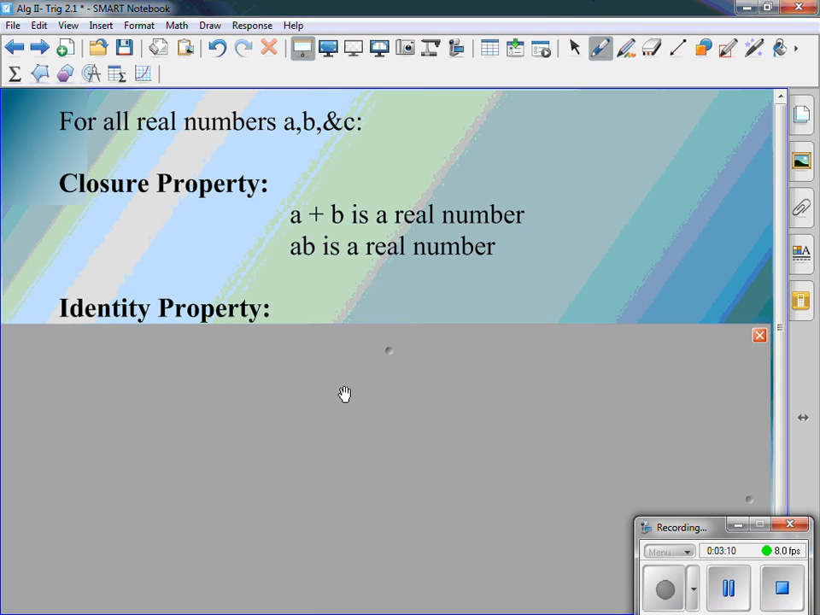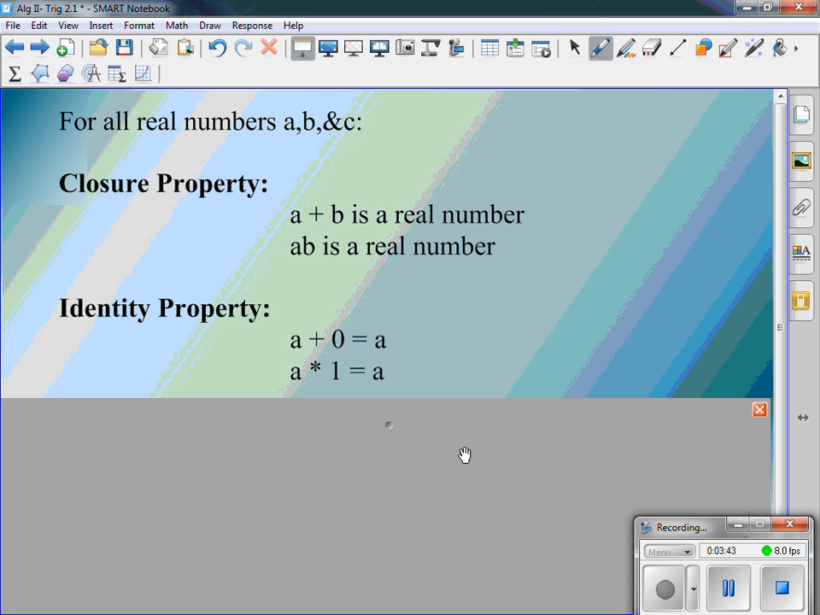The identity property. What does identity mean? When we're talking about identity, what are we talking about? It's who you are. Well, if we're talking about math, it's the same exact number. So A plus 0 is A. For multiplication, what times a number will get me the same number? 1. A times 1 is A.